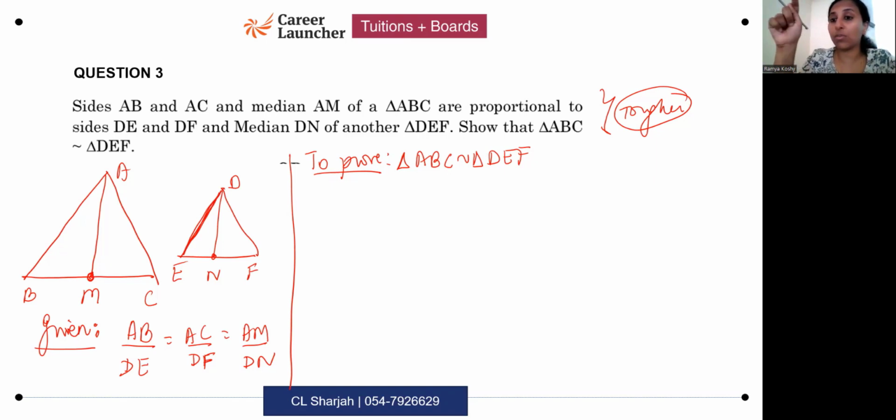And those of you who have doubts, you have my contact number. Write to me, I will send it to you separately. But if I discuss it now, it's going to become a very long discussion. So I'll make it slightly easier. Change the question to side AB and BC and median AM are proportional to side DE and EF. This is easier to do.